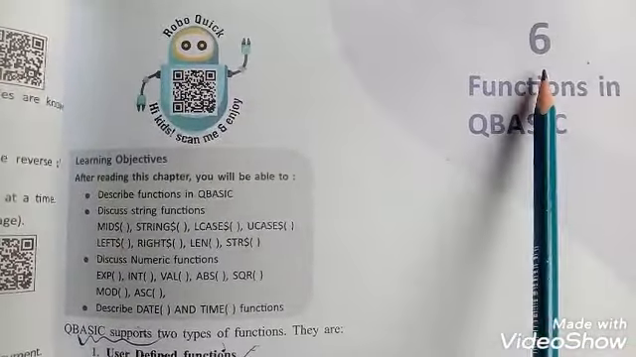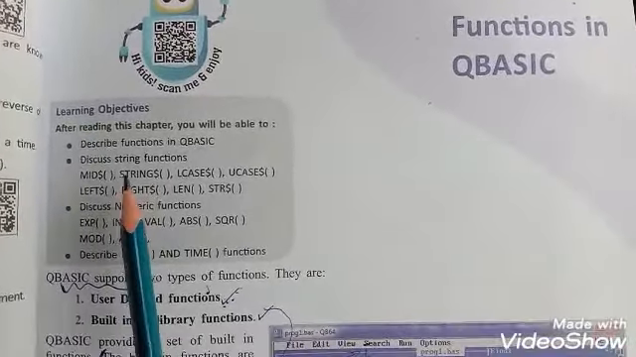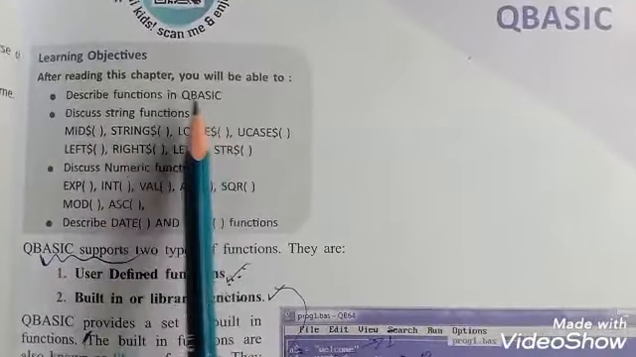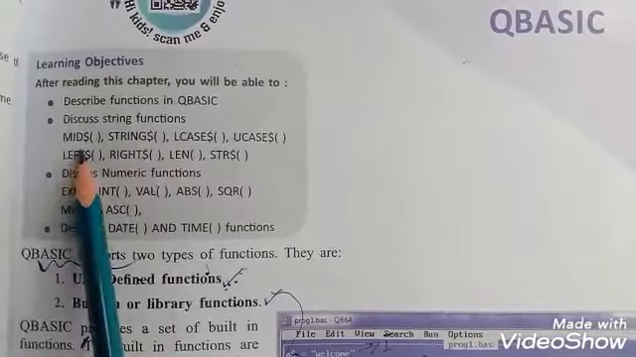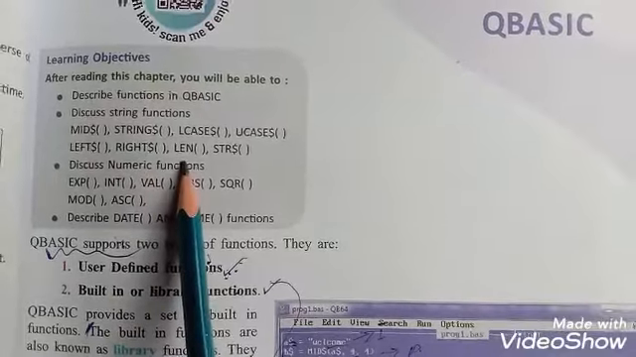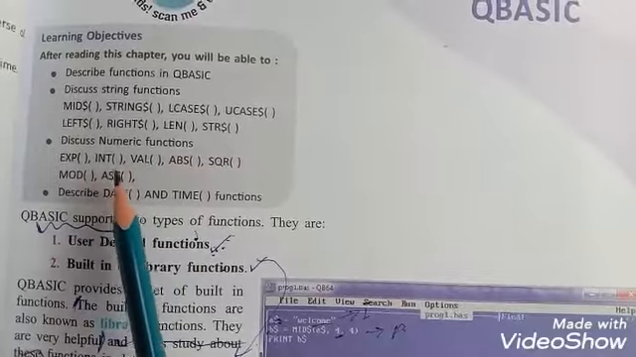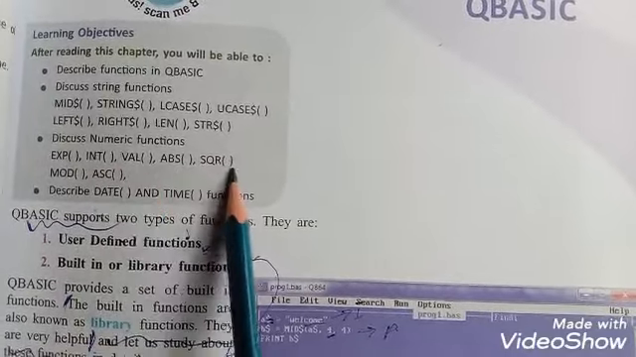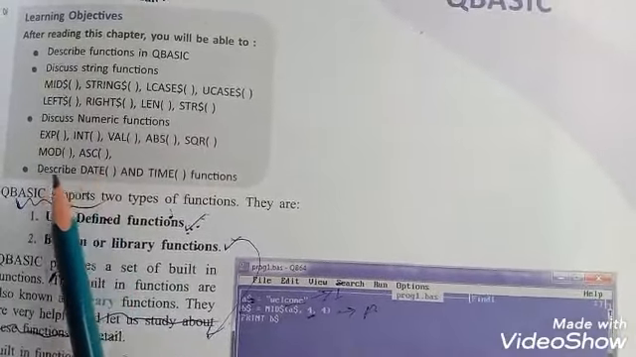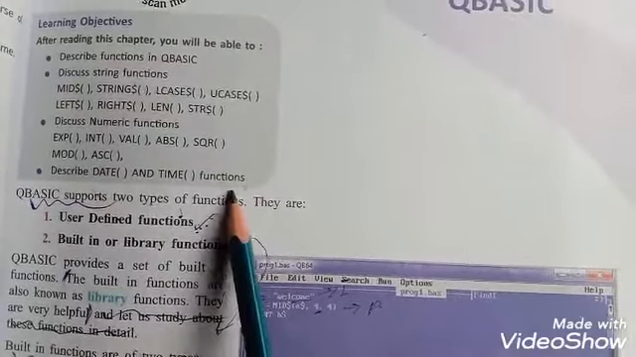Grade 7 students, now we are going to start chapter number 6, functions in QBasic. After reading this chapter, students will be able to discuss different points related to QBasic. First step is describe functions in QBasic. Discuss string functions: mid function, string function, lowercase, uppercase, left, right function, length function. Discuss numeric functions: exponent, integral value, absolute function, square function, mod function, ASCII function or ASCII code. Describe date and time functions.